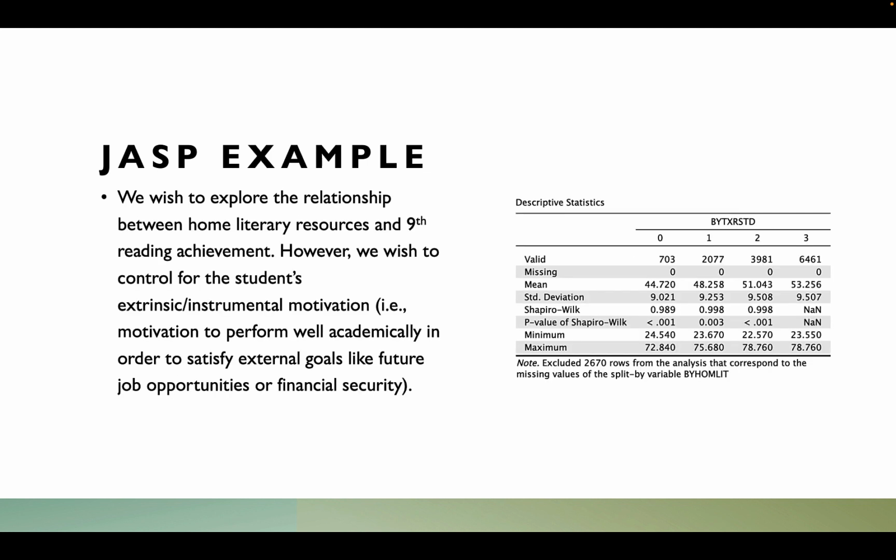All right, so the first thing we want to do is run our descriptive statistics. Here we're looking for normality of standardized ninth grade reading achievement in our 4 groups for home literary resources. When we look at the p-value of the Shapiro-Wilk test, we notice that they're all significant. We've got p-values less than 0.05 for 0, 1, and 2 resources, and 3 was unable to calculate because the sample size is too large in that group. So it's looking like we probably don't have our normality assumption met, but for the sake of this example, I'm going to continue forward.